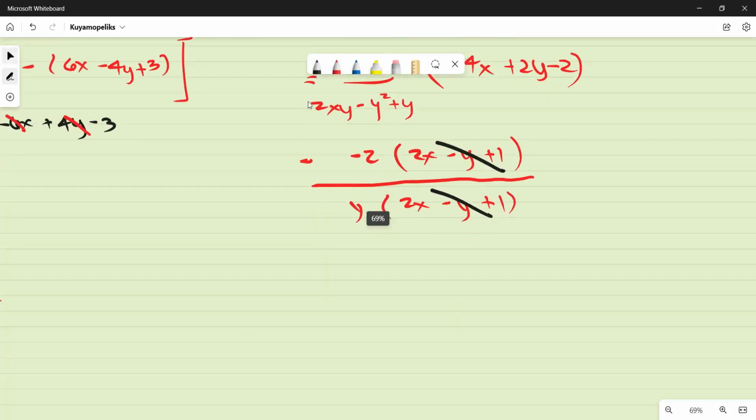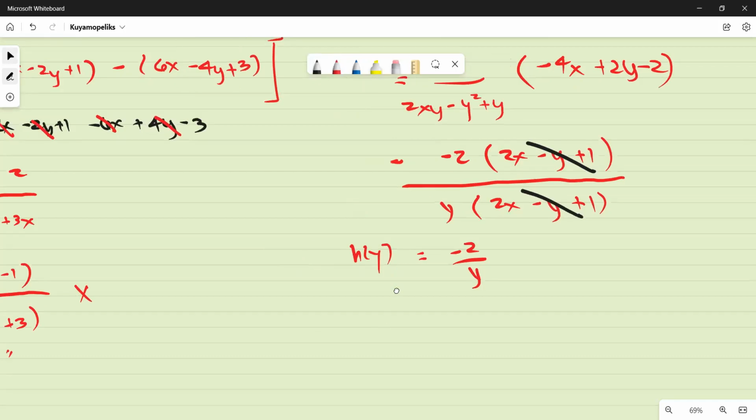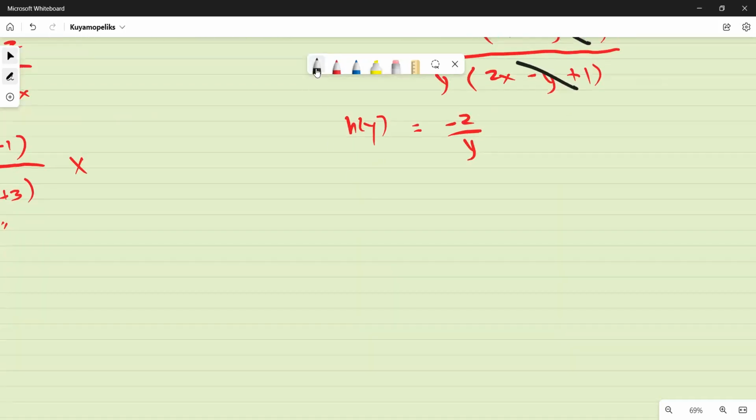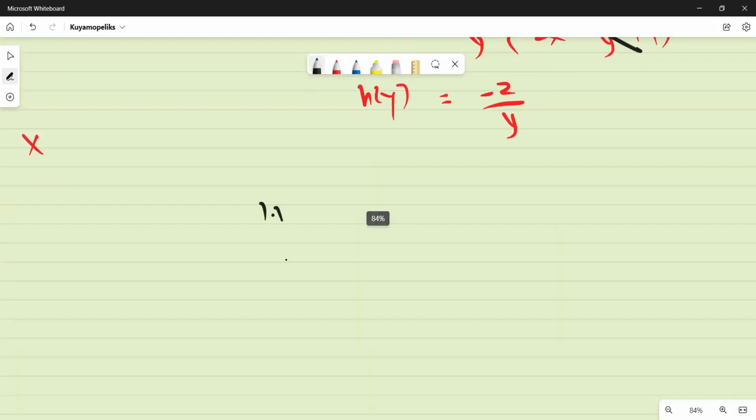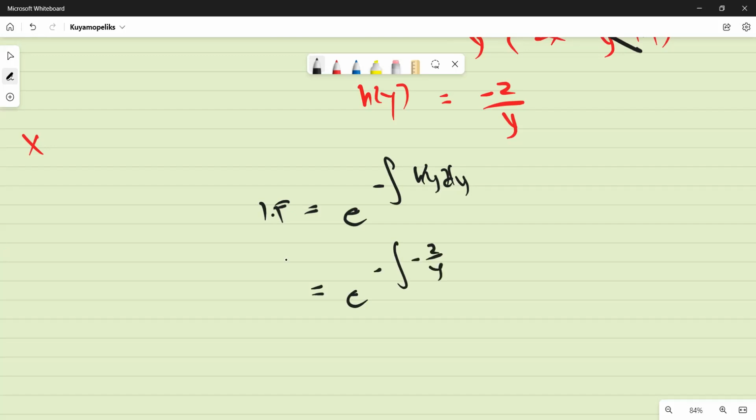So, therefore, yung h of y natin, which is pure y. So, pwede natin gamitin to. H of y ang gagamitin natin for our integrating factor. So, therefore, our integrating factor is equal to e raised to negative integral ng h of y dy. And that is equal to e raised to negative integral ng negative 2y dy, which is, I can further evaluate this.